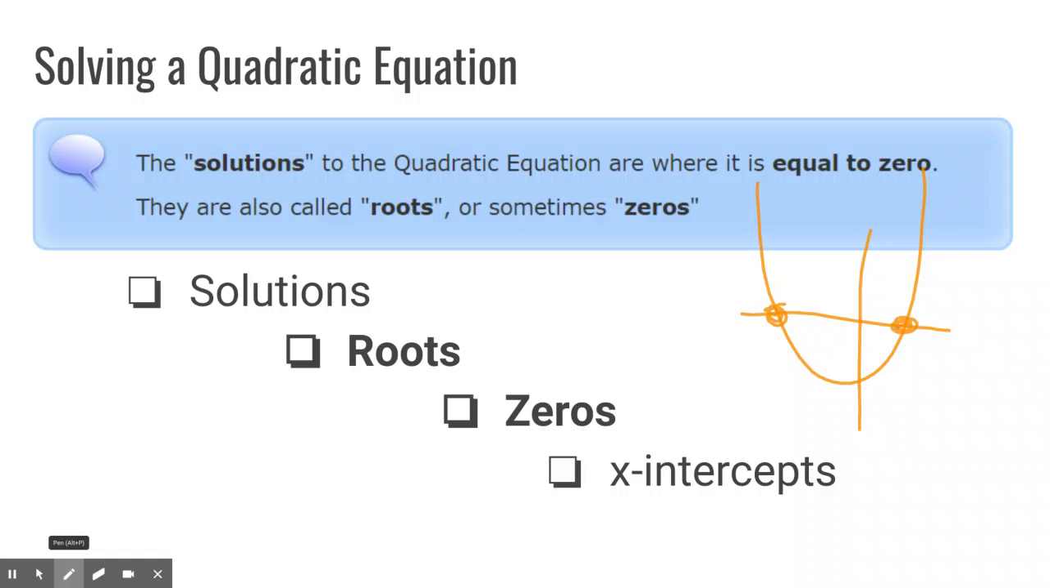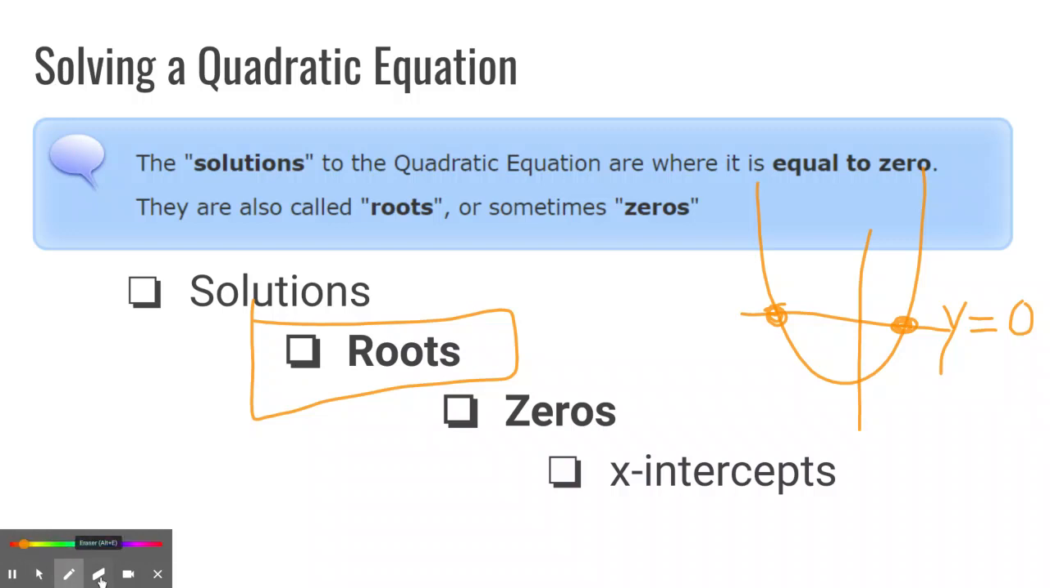Now, the x-intercept is when y is equal to 0, but now we're going to be solving these equations by square rooting, so we can use the root function, and that's how you can look at that word, root.